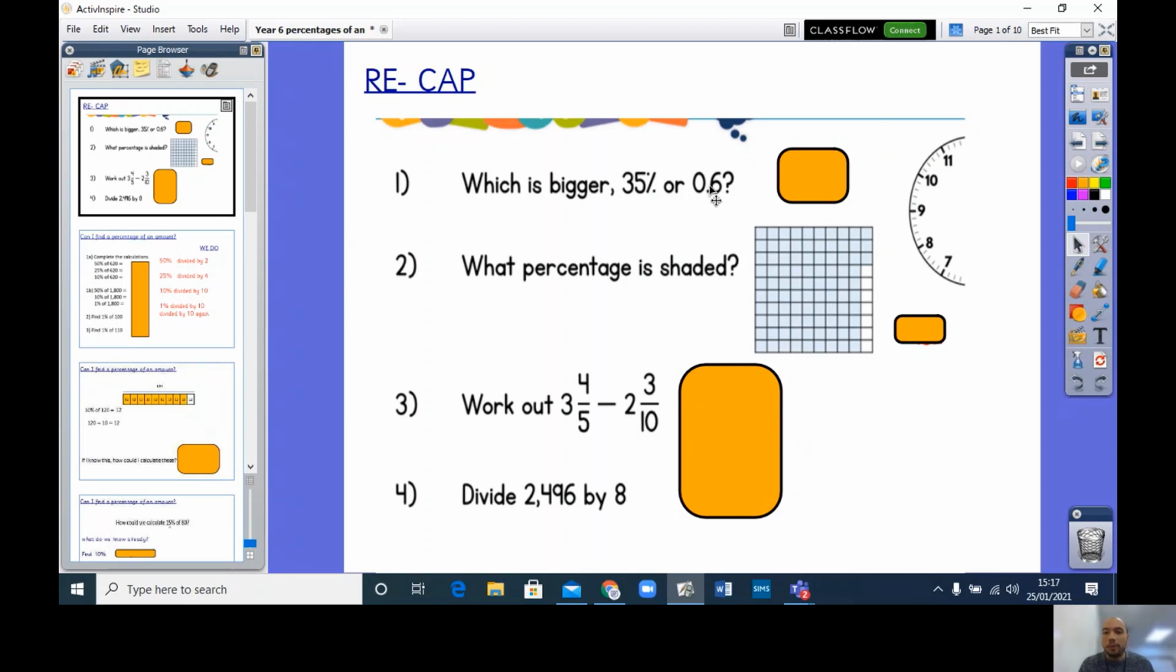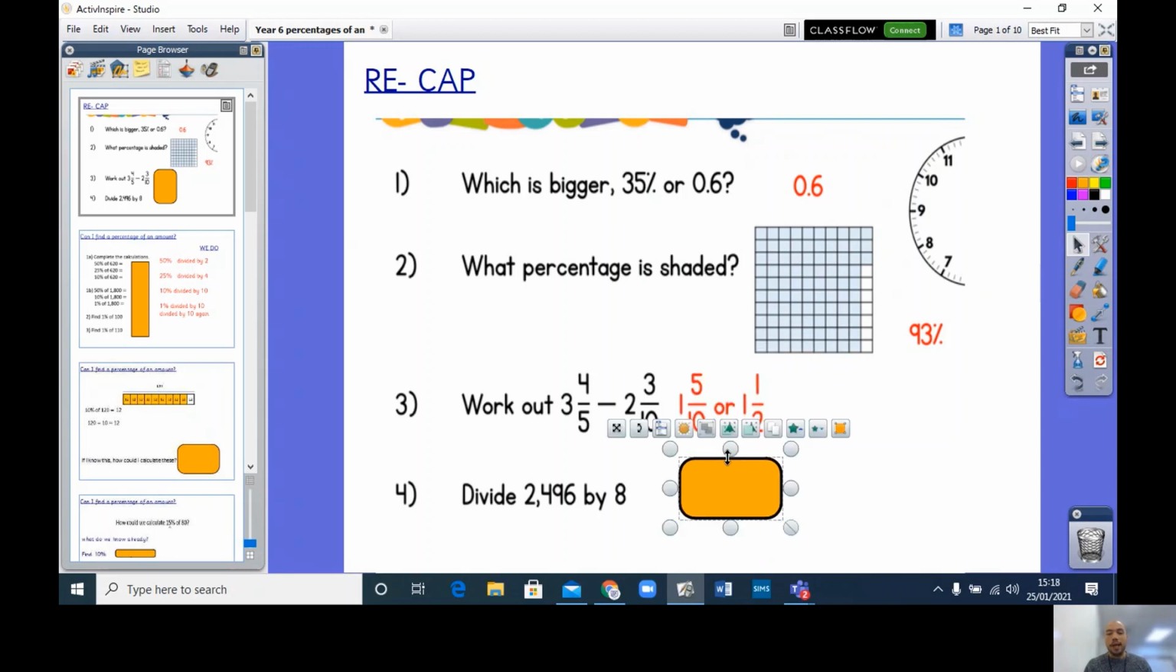Okay, excellent. So for number one, we can see 0.6. I would turn it into a percentage, so that would be 60%. So 60% is bigger. Number two, we have a 100 square. There are 93 parts shaded, so that would give us 93%. On this one, we make our denominators the same first. So I would multiply 5 by 2 and 4 by 2, so I've got 8 tenths. So 3 and 8 tenths take away 2 and 3 tenths should equal 1 and 5 tenths, or 1.5. And our final division question, our answer would be 312.